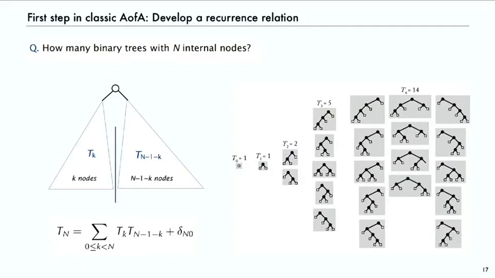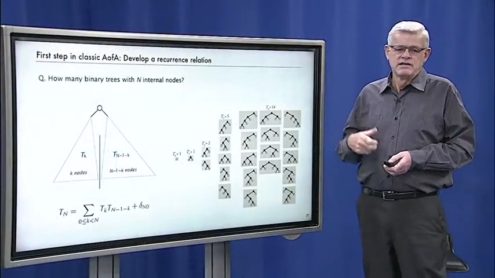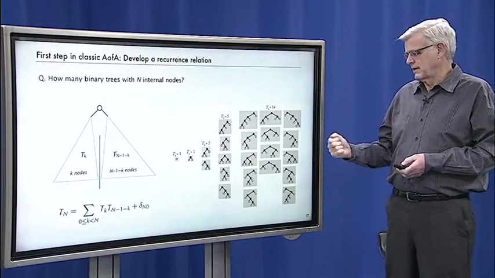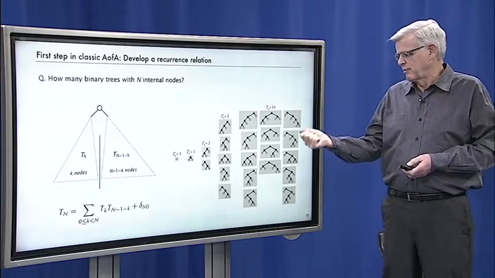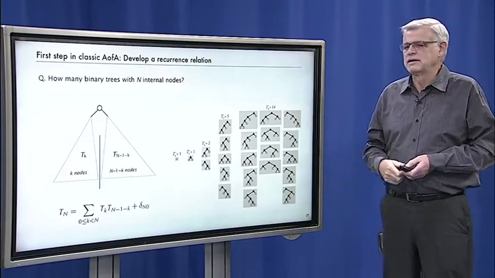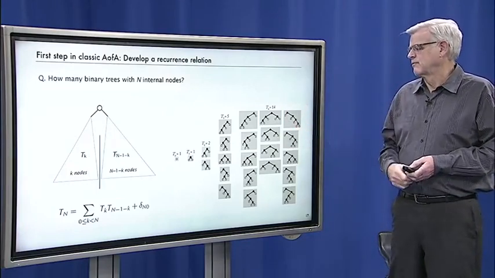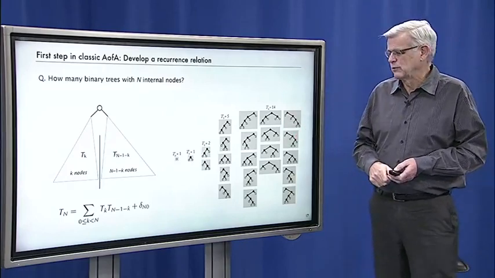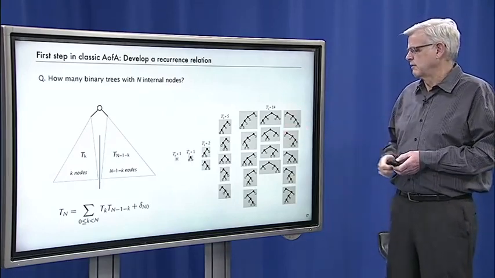A binary tree is a recursive structure where you have a node that has exactly two subtrees, a left subtree and a right subtree. If there are k nodes on the left, then there are n-1-k nodes on the right. So we can write down this mathematical recurrence relation on the bottom left there. T sub n is equal to the sum for all k between 0 and n-1 of the product of these two. You can have any tree on the left and any tree on the right. And then we add a Kronecker delta for 0 because we say there's exactly one binary tree with 0 nodes to make the recurrence work.